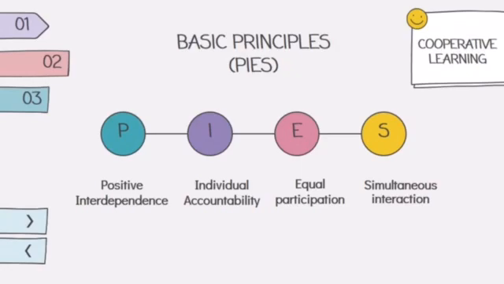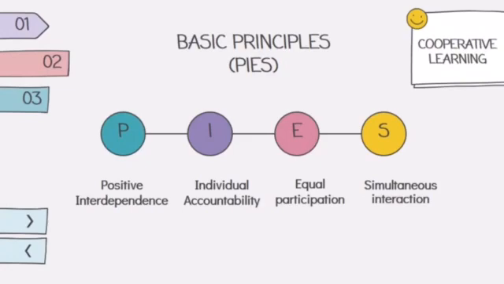According to Kagan, the one who introduced this principle, not all group activities can be classified as cooperative learning unless the structure meets the 4 principles mentioned below. So, PIES are the principles of cooperative learning according to the Kagan model. What are PIES? P-I-E-S. Okay.